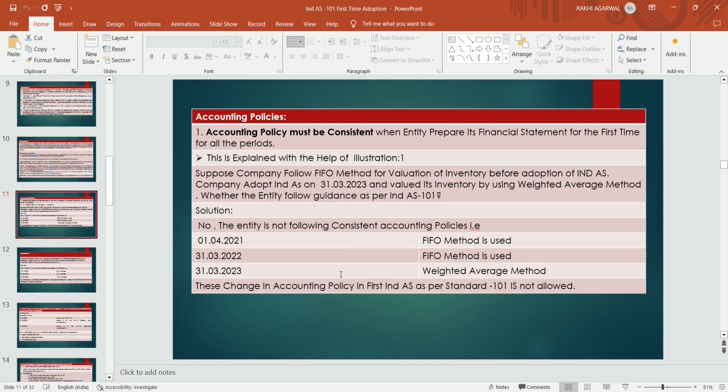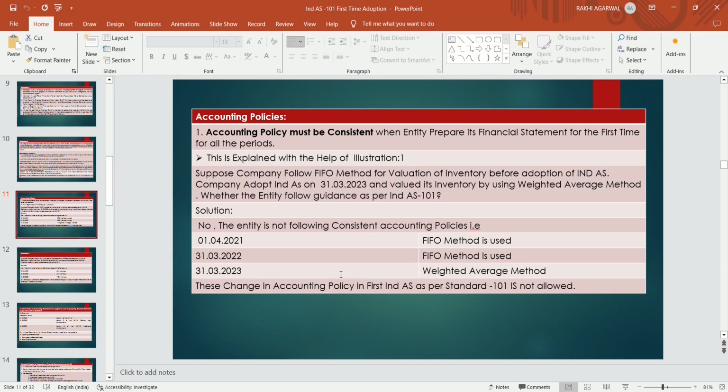So they are not following a consistent method of application, because for comparative years they are following the FIFO method, but when Ind AS is finally applicable in the year, they are following weighted average. So they are not consistent with the policy. If they are consistent, they are required to follow the FIFO method in the opening year, on the transition date, in the comparative years, and also in the final year. So in our case, they are not following the consistent method.